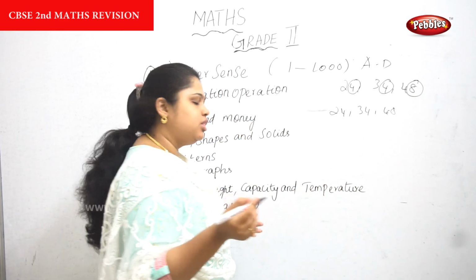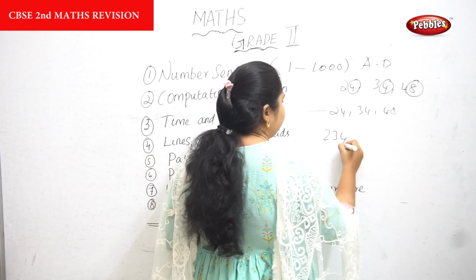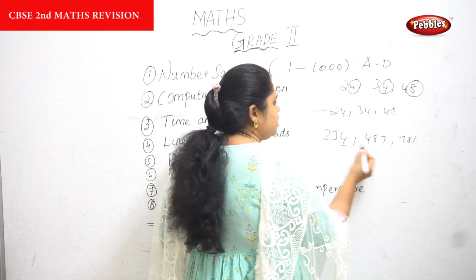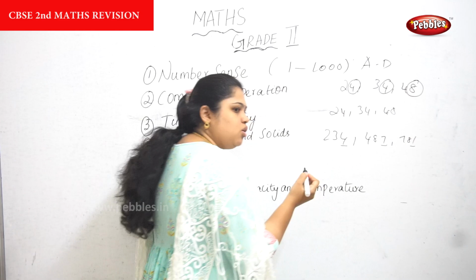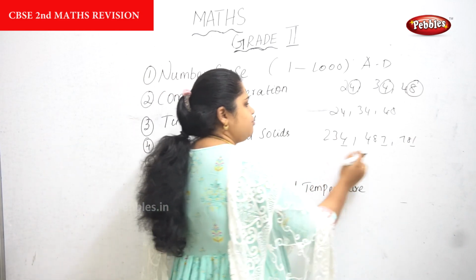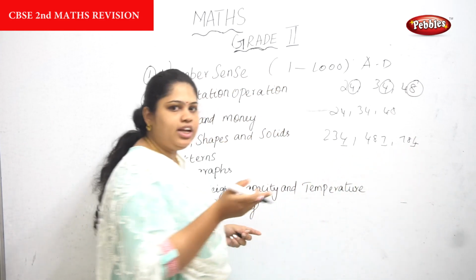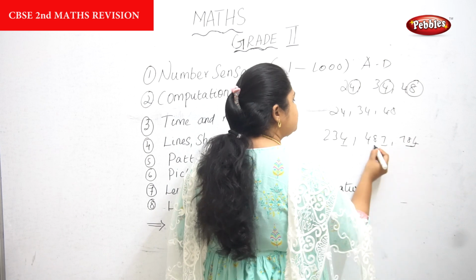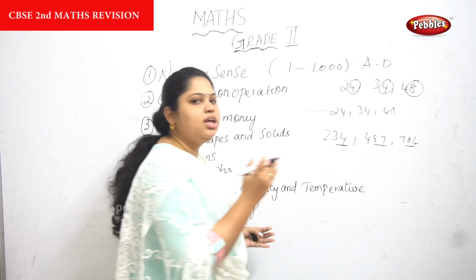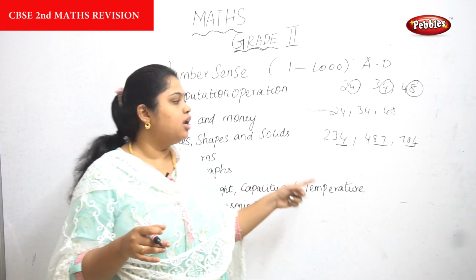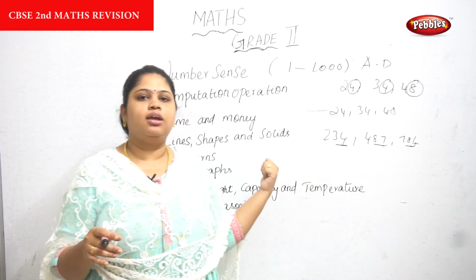In the case of a 3-digit number, for example 234, 487, 781, you have to see the first digit. Okay, so if for example here also 4 and here also 4, you will get confused about which 4 will come first. So you just take the second digit along with it. When you are comparing along with the second digit, it will be very easy. In case the second digit is also similar, then you can take the third digit.